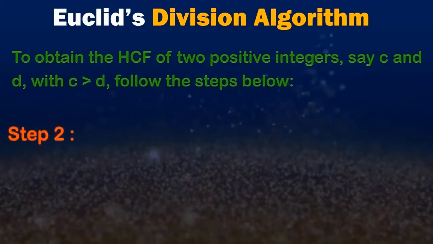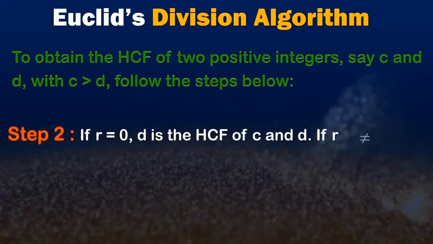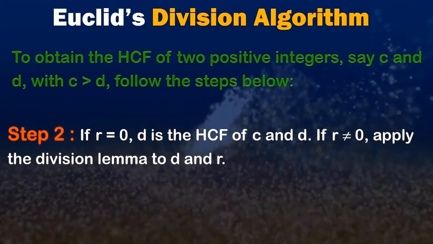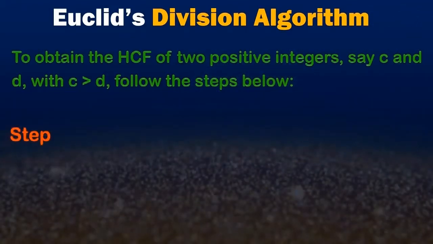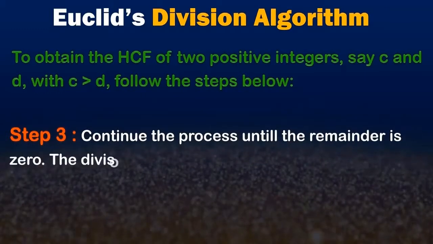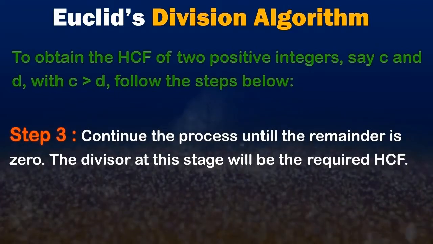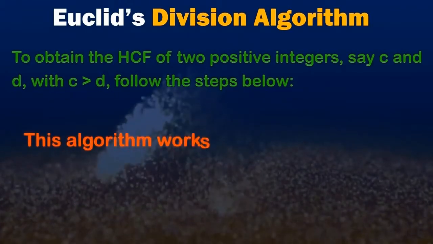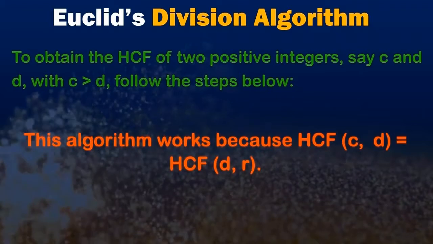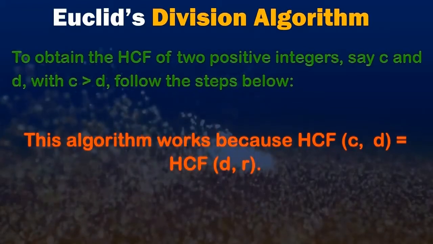Step 2. If r is equal to 0, d is the HCF of c and d. If r is not equal to 0, apply the division lemma to d and r. Step 3. Continue the process until the remainder is 0. The divisor at this stage will be the required HCF. This algorithm works because HCF of c and d is equal to HCF of d and r. Let us explain Euclid's division algorithm with the help of an example.